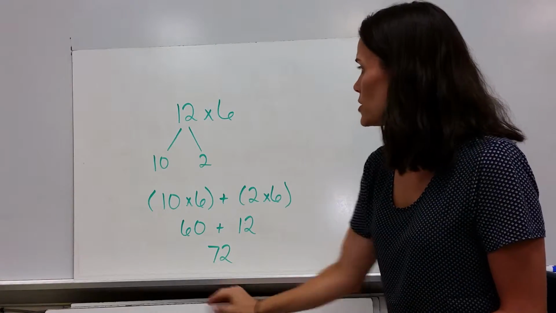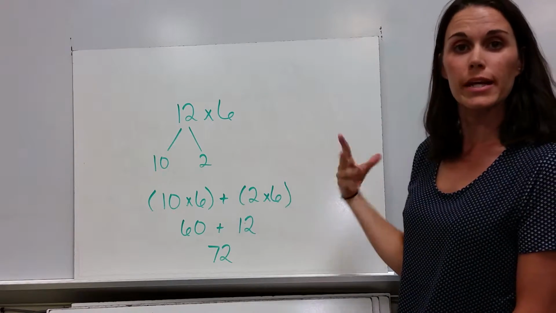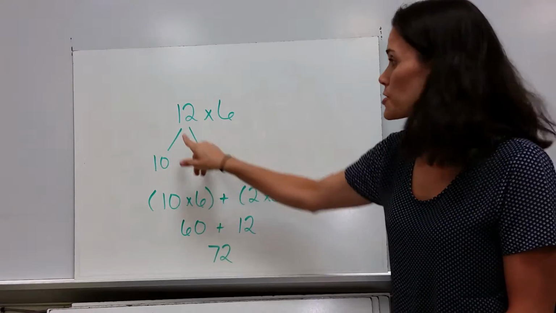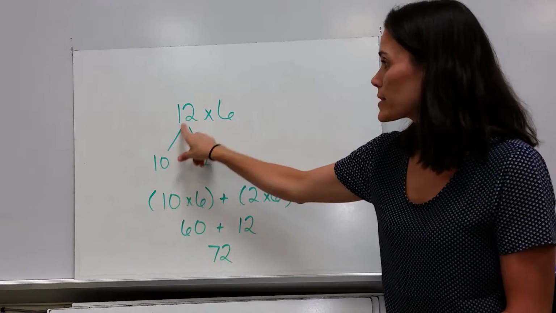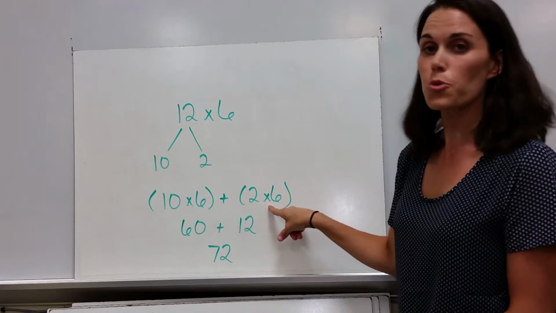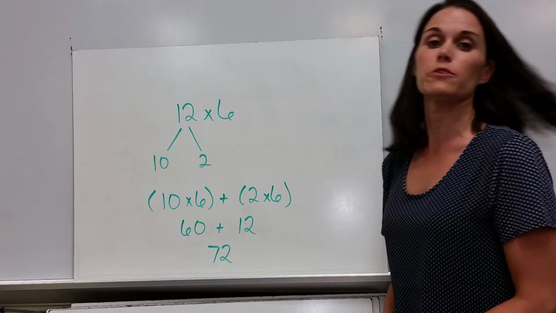Last example, 12 sixes. Instead of writing out all 12 sixes, when students really understand the concept of this, they can just break up one of the numbers. So instead of doing 12 sixes, we'll just break the 12 into 10 and 2. So we'll do 10 sixes plus 2 more sixes, which is still 12 sixes total. That's 60 plus 12, which equals 72.